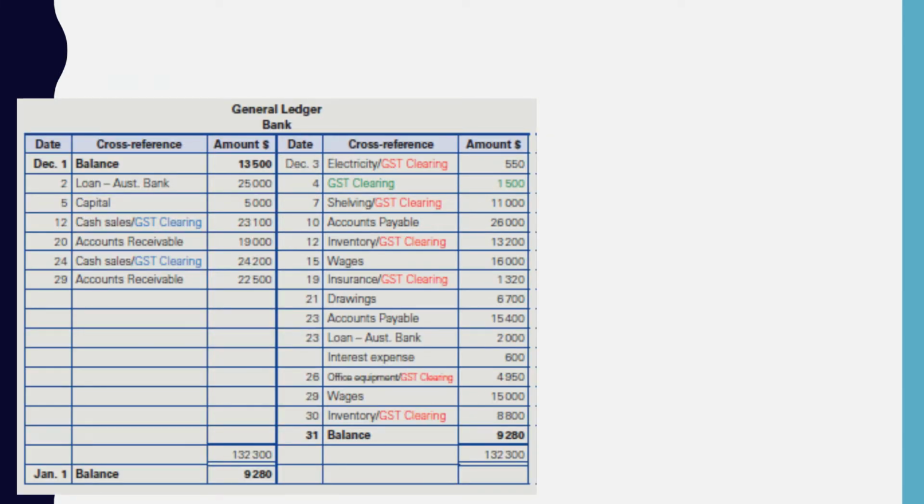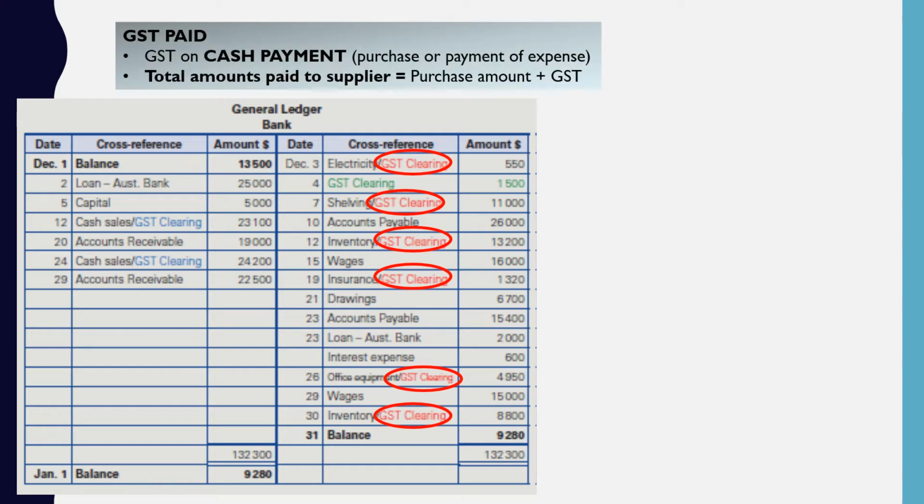Moving on to the credit side, we can find here more transactions that have attracted GST. These amounts are GST paid on cash payments. It could be a cash purchase or a cash payment of expense. Here's another quick reminder for you. When we are making payments to the supplier, perhaps for purchase of inventory, we make payments for the total amount, which includes the purchase amount of the inventory plus GST. Therefore, it is important for us to remember that the amounts recorded here on the credit side of the bank ledger account are the amounts including GST.